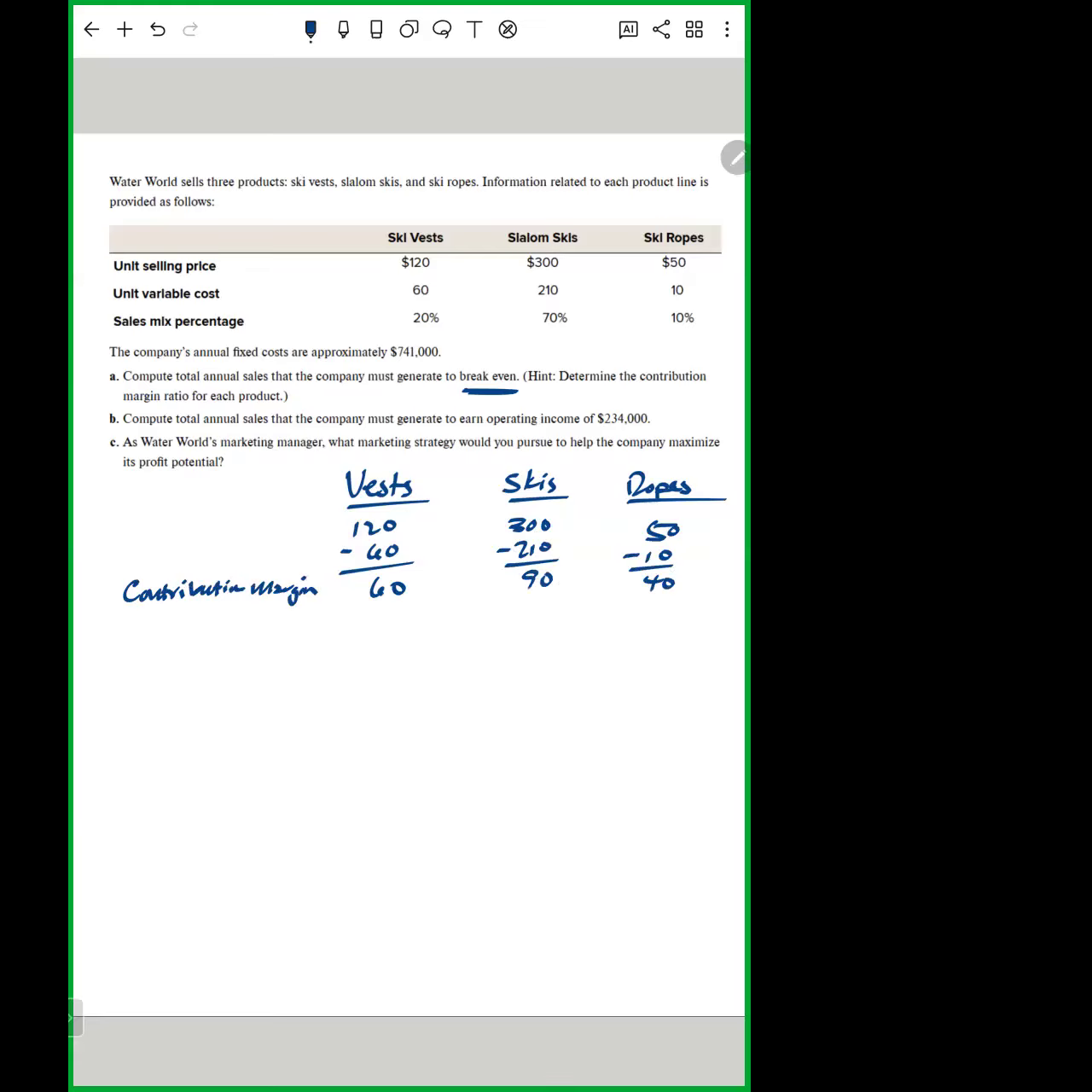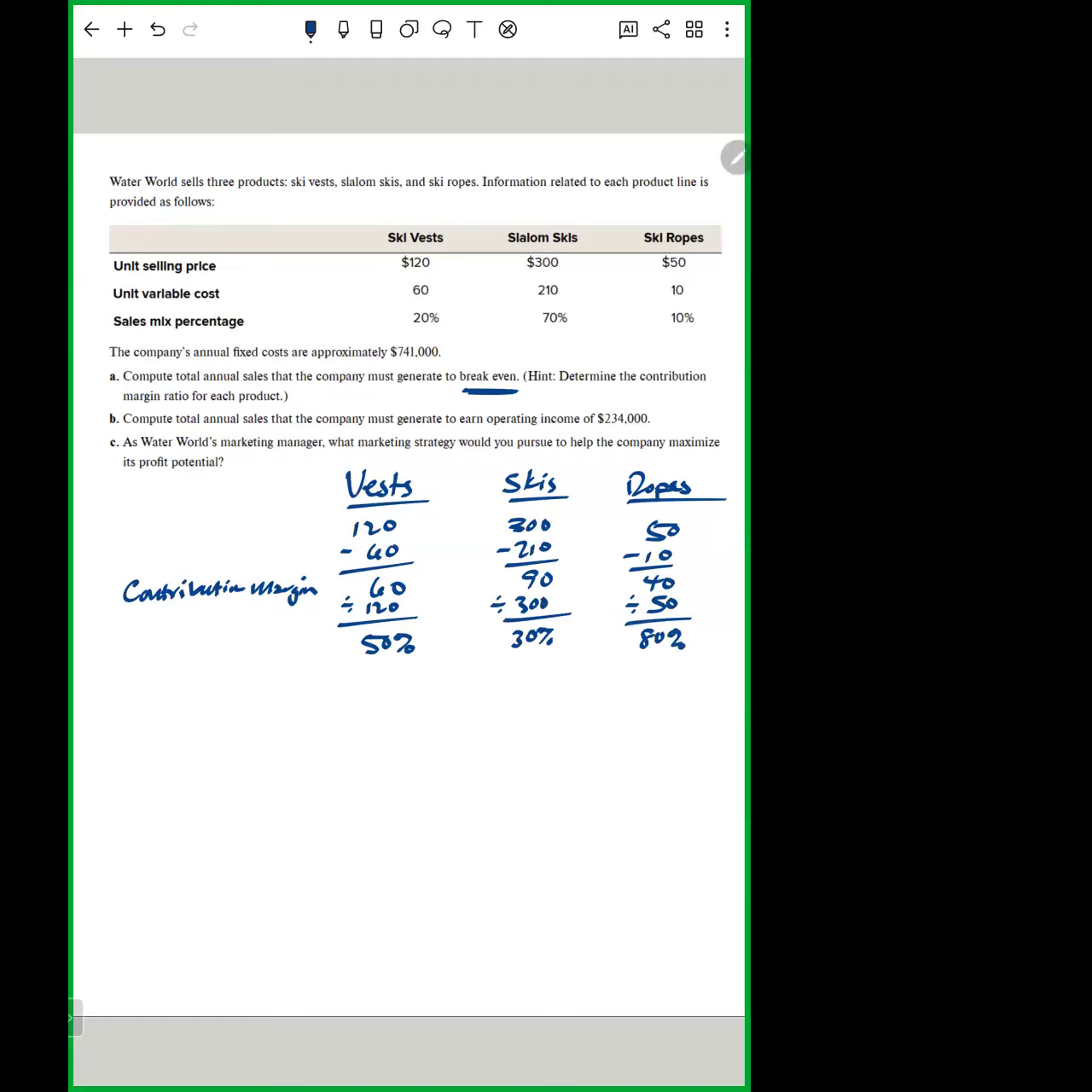And then what we want to do is we want to then calculate the contribution margin ratio. And so what I need to do is then divide by the 120, divide by the 300, and divide by the 50. All right, so this one is 50%. And let's put 90 divided by 300, that's 30%. And then the 40 divided by 50 is 80%.